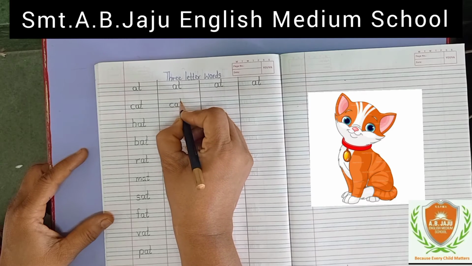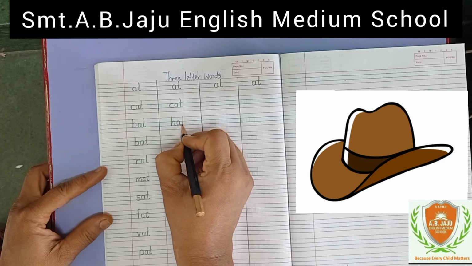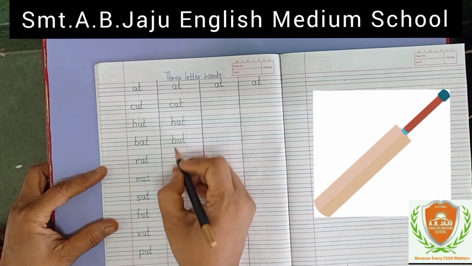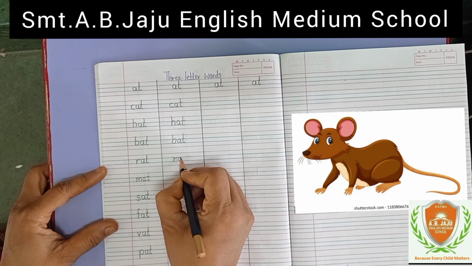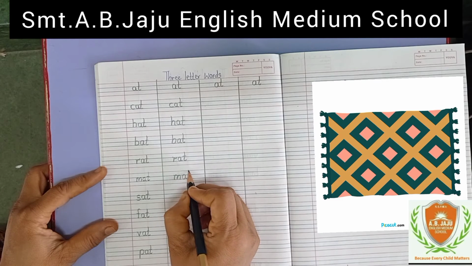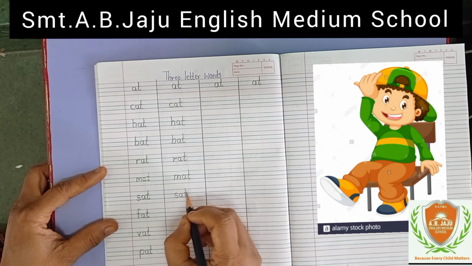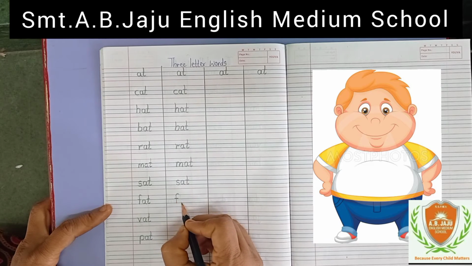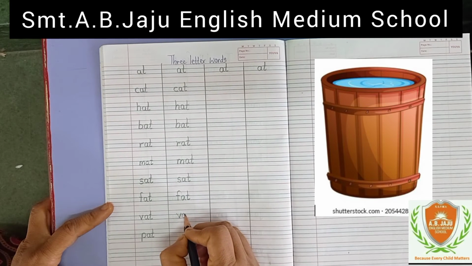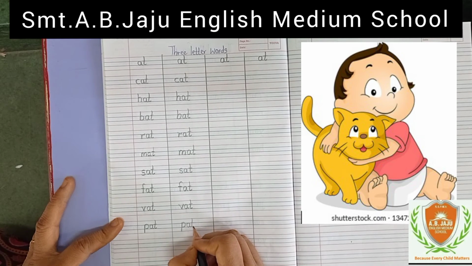C, A, T, cat. H, A, T, hat. B, A, T, bat. R, A, T, rat. M, A, T, mat. S, A, T, sat. F, A, T, fat. V, A, T, vat. P, A, T, pat.